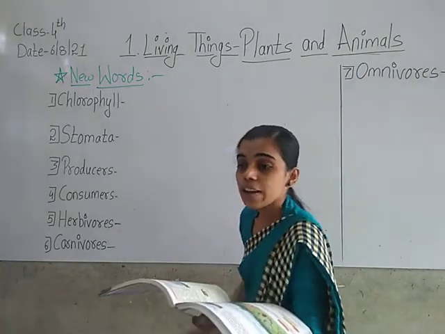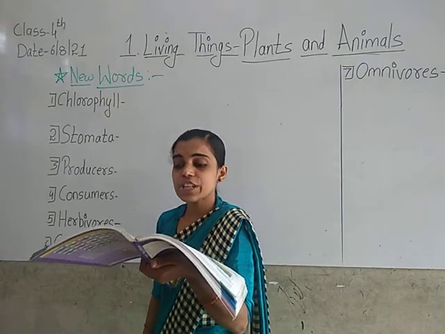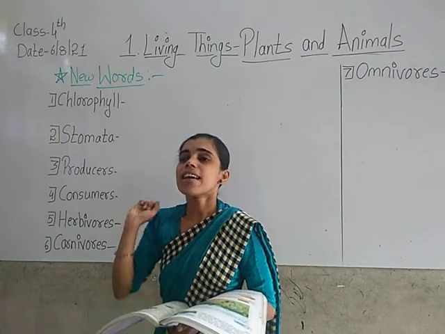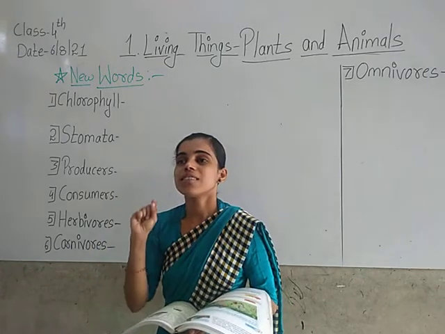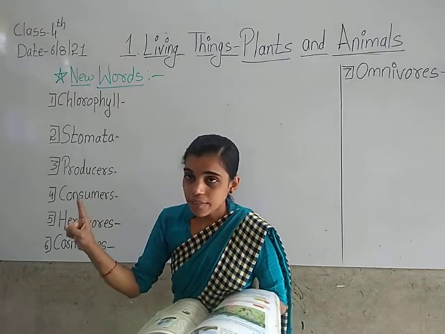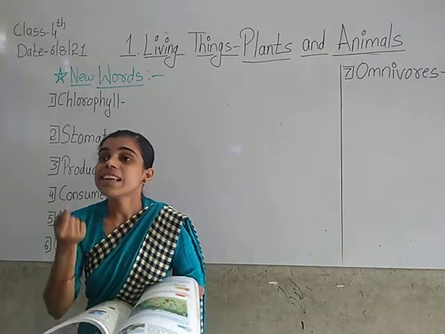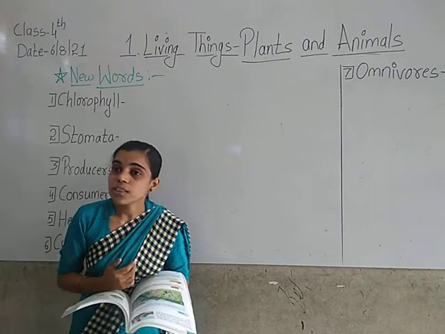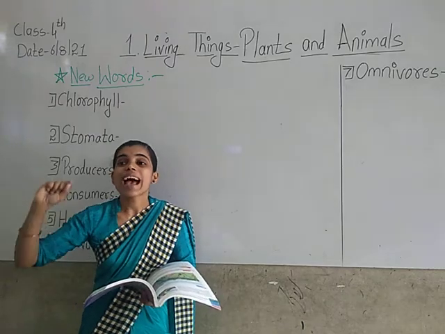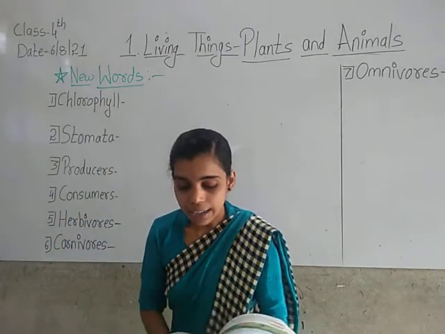Next point, the second point from the plant side, children, just look at it in your textbook. Plants exchange air through tiny openings called stomata. So in the plants, children, there are small holes in the leaves which we cannot see. With the help of a microscope, we can see the small holes in the leaves of the plant. They are called stomata.